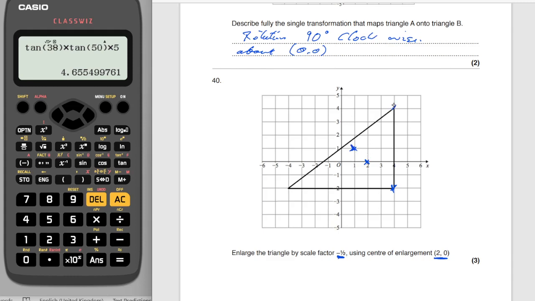This point here is 2 to the right and 4 up, so it would go 1 to the left and 2 down. And then if we look at a final point, this point here is 2, 4, 6 across, 2 down, so it would go 3 across and 1 up. So that's going to be my negative fractional enlargement.